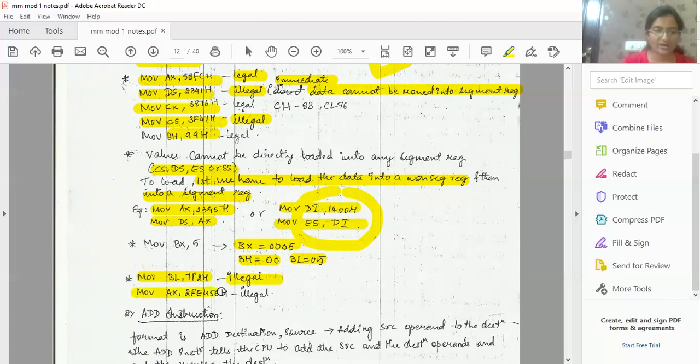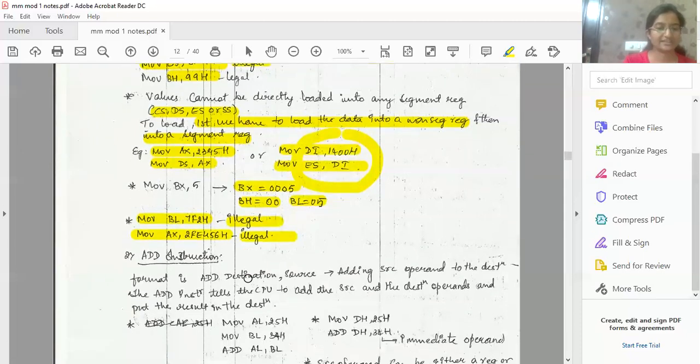MOV AX, 2FE456H. This is illegal. The data being moved into a 16-bit register is more than 16 bits, right? So therefore it is illegal.